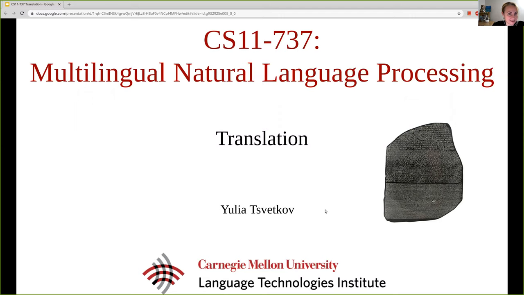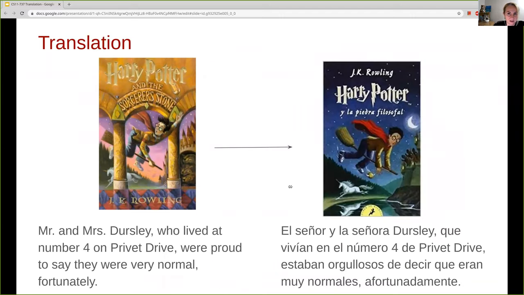Welcome back to Multilingual Natural Language Processing. In the next three lectures, we're going to talk about translation. Translation is a process of translating text in one language into another language.